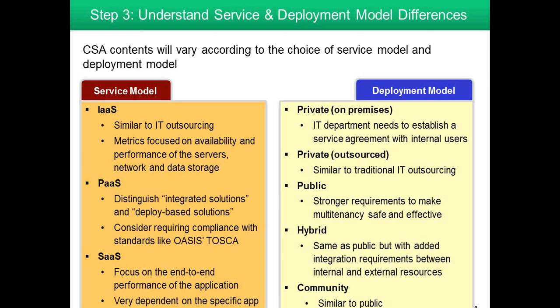Infrastructure as a service is more similar in terms of content to traditional ITO, or information technology outsourcing, and the metrics will be mostly focused on availability and performance of the actual infrastructure: the servers, the network connections, the data storage. When you talk about platform as a service, you have a distinction for which you can go to the full paper to understand exactly how we define these things. I'm not going to take the time here to describe this in detail, but you have a distinction between what the CSA should contain for so-called integrated solutions versus deploy-based solutions.